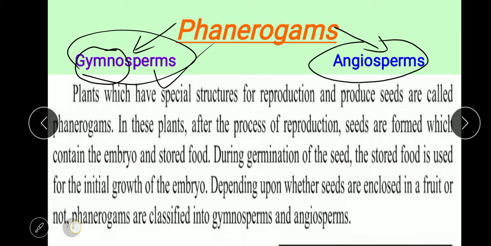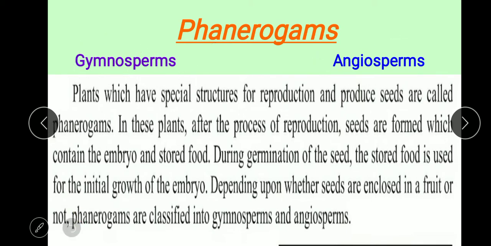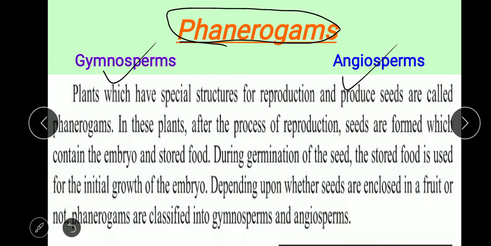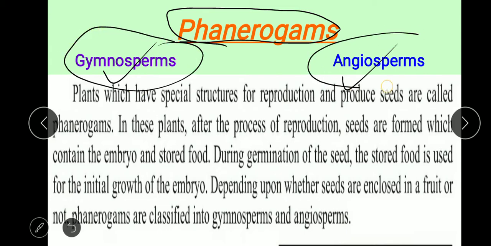Students, so we have two groups on the basis of whether the seeds are covered or not. The plants in the group phanerogams have seeds. They reproduce by the formation of seed, and when the seed germinates, a new plant forms. So here basically we are talking about seed. If the seed is uncovered, naked, we call it gymnosperm. If the seed is covered, we call it angiosperm. We will learn gymnosperm and angiosperm one by one.